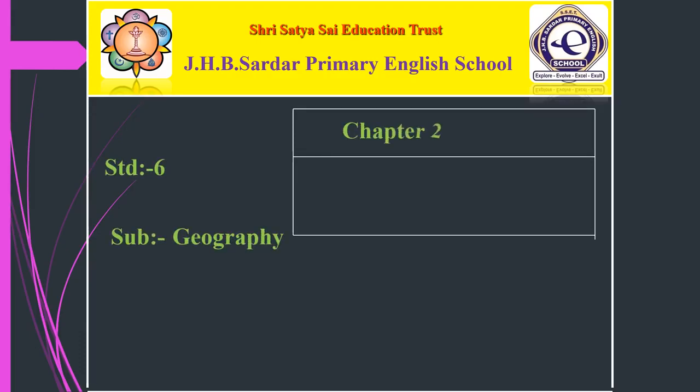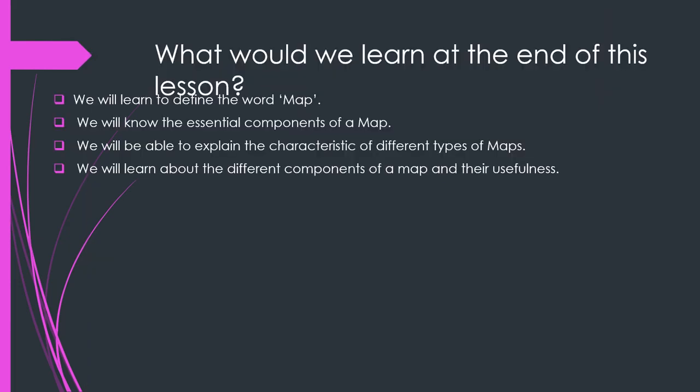Today I will discuss a lesson on geography maps for the students of Standard 6th. What should we learn? At the end of this lesson, we will learn to define the word map. We will know the essential components of a map. We will be able to explain the characteristics of different types of maps. We will learn about the different components and their usefulness.